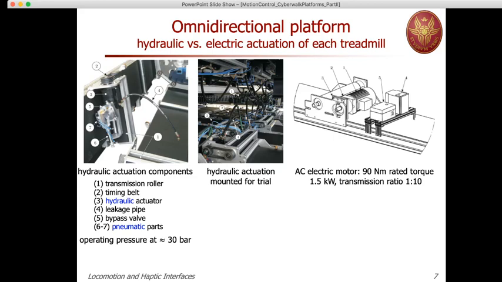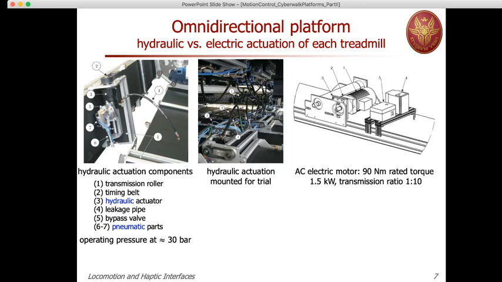So you see that this type of actuation was mounted for trial on some of the treadmills. Those are the treadmills that are sitting below the platform at this moment. And you can see how all these components are accommodated. The other option was using motors, electrical motors, in particular AC motors.